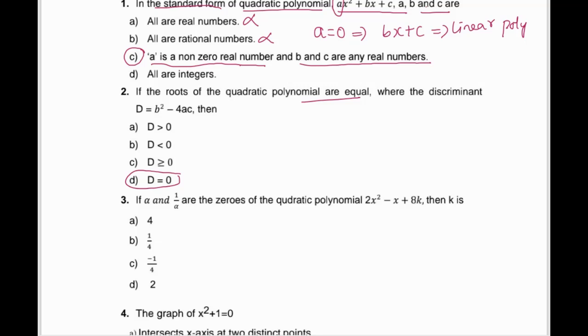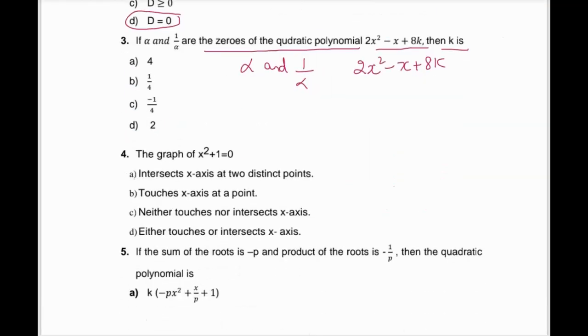Next one you have: if alpha and 1 by alpha are the zeros of the quadratic polynomial 2x square minus x plus 8k, then what is the value of k? So how do you find this? They have given two values, alpha and 1 by alpha, and they have given the equation 2x square minus x plus 8k. Now we have to find the value of k.